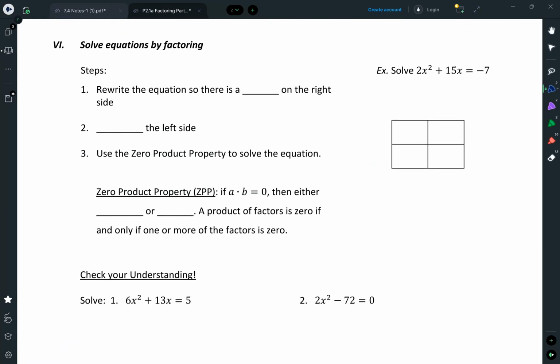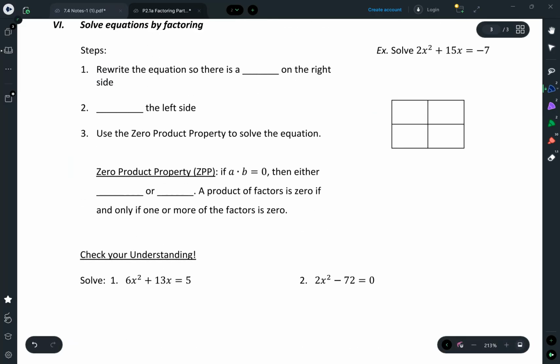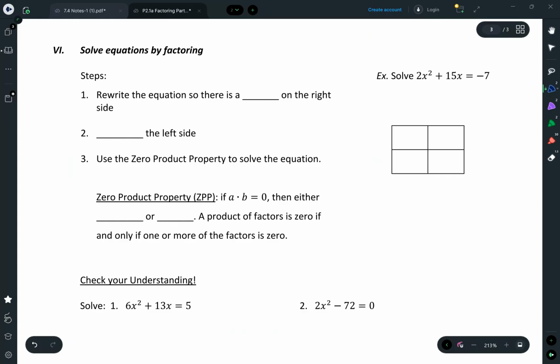So next says solve by factoring. And this is the one that we didn't get to in class. It just was going too long. So we want to rewrite the equation so there's a 0 on the right-hand side. We are going to factor the left-hand side, and then we're going to use the zero product property to solve.